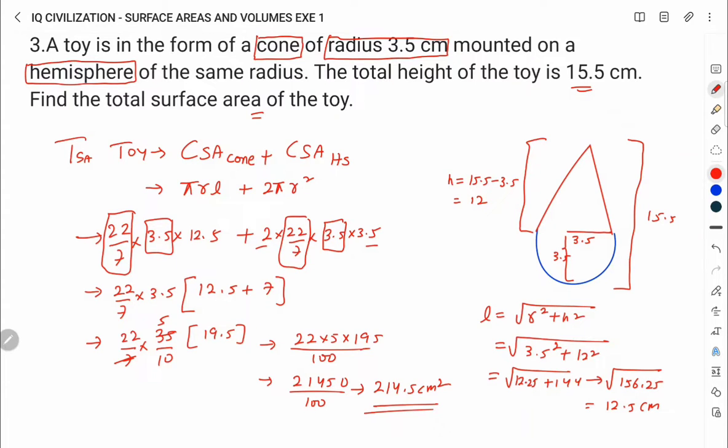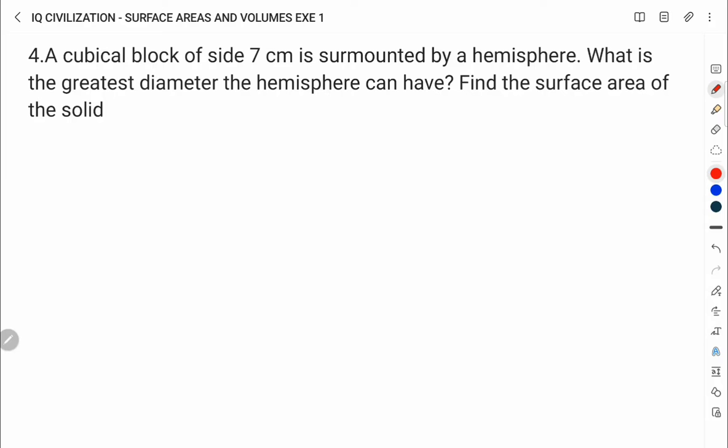Over. Next one. See here, a cubical block. This is one keyword. Block of side 7 surmounted on a hemisphere. Two keywords I got. Find the greatest diameter we can have. Here the diameter of the hemisphere we can have. So a cubical block of side 7 is surmounted by a hemisphere. This is a cubical block and this is surmounted by the hemisphere, and this cubical block has side 7. Very nice. So this side is also 7, this side 7, this side 7.